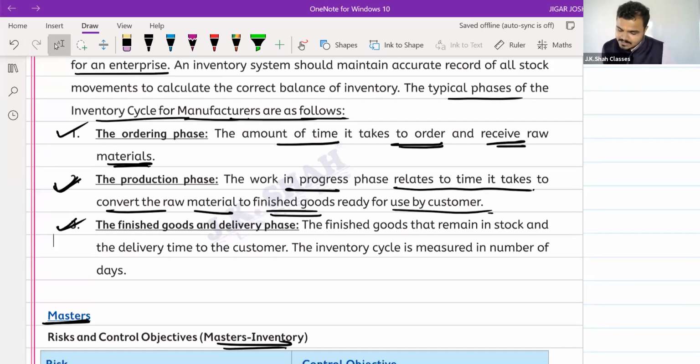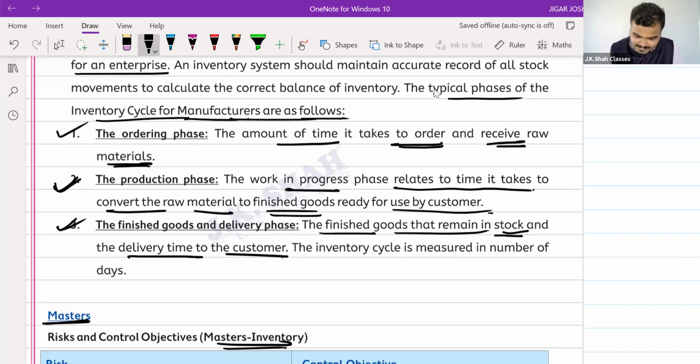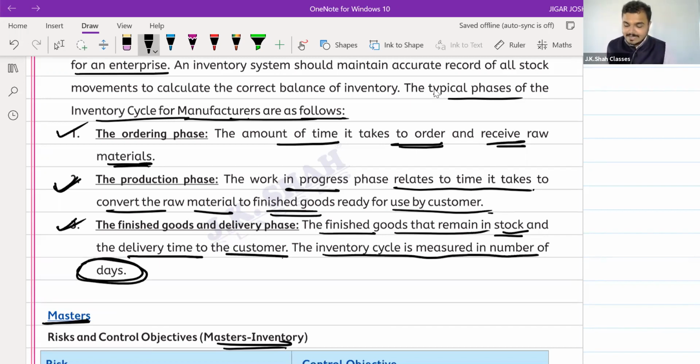Agree. Yes, sir. The finished goods, my dear chartered, that remain in the stock, and the delivery time to the customer. Remember, this comes into objectives. The inventory cycle is measured always in terms of number of days. Understood? Yes, sir. So the inventory cycle is always calculated in what measure, my dear chartered? Sir, in the measurement of number of days.